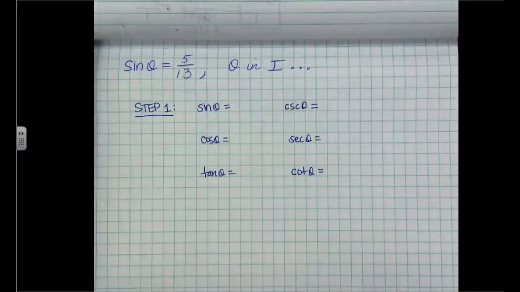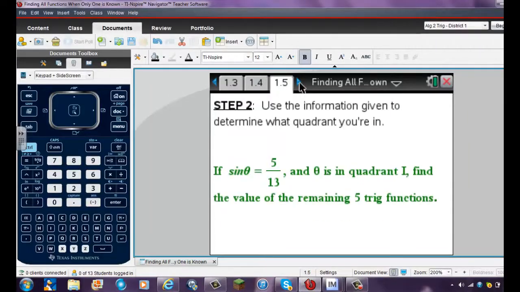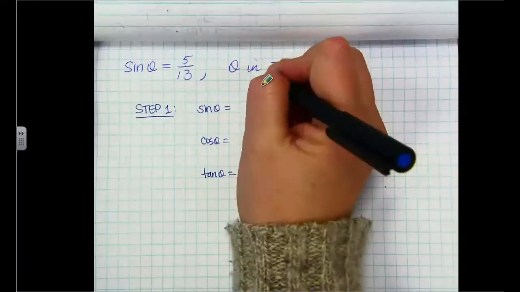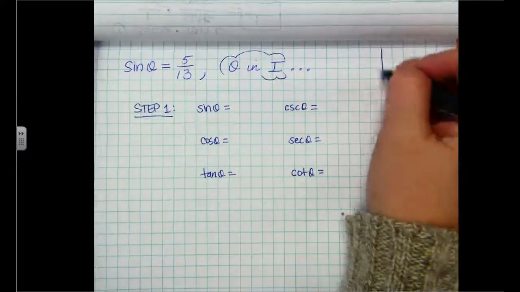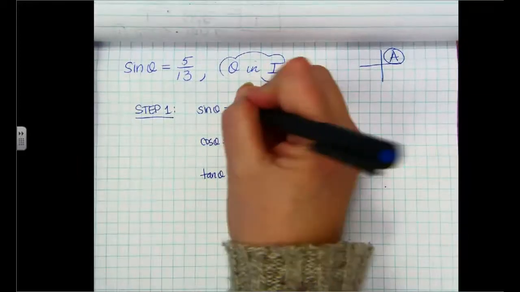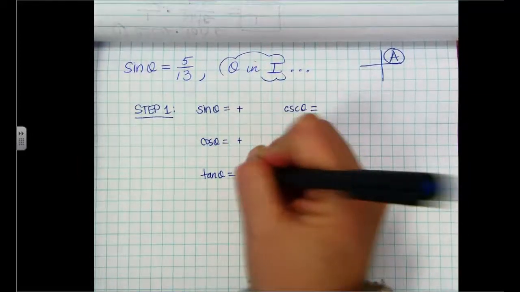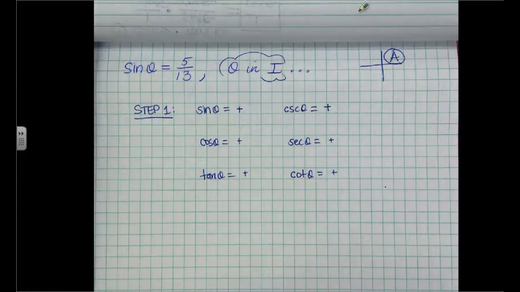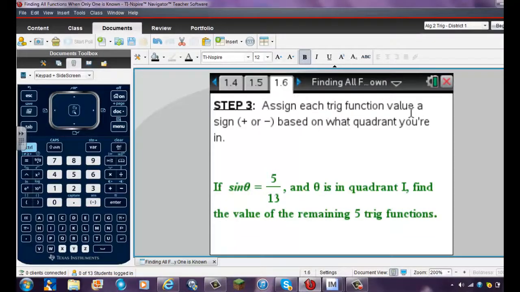All right. Step 2. Use the information you were given to figure out what quadrant you're in. So to do that, you're usually going to need to draw your little All Students Take Calculus picture, but for this problem they gave us that we're in quadrant 1. That means all of your answers are positive. I put little positive signs down, even though it's not necessary, but it's so that I keep things straight, especially when some are positive and some are negative.